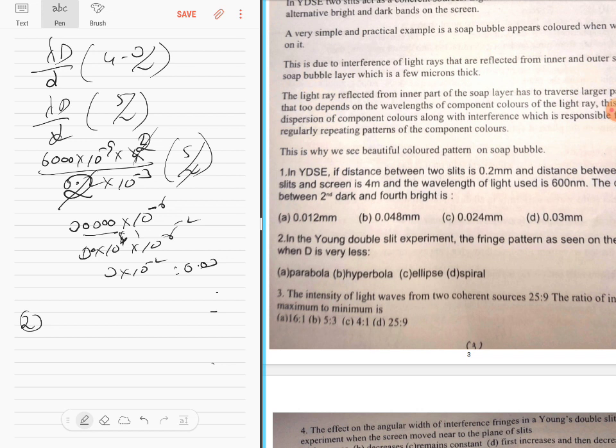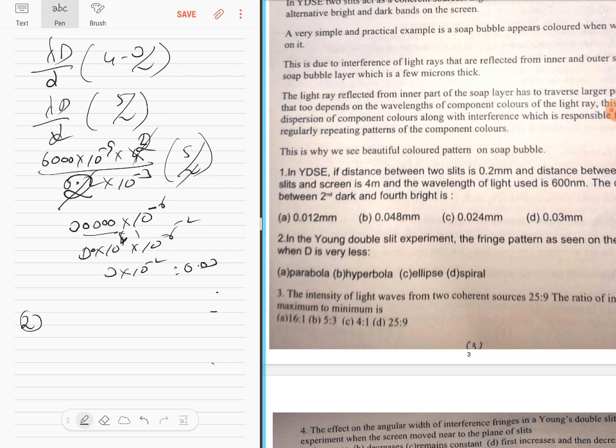If instead of a double slit experiment, a double hole experiment was given, the shape would have been a parabola. Okay, instead of double slit, if it is a double hole experiment, then it would have been a hyperbola, it seems. God knows what it is, but it's a very important question.